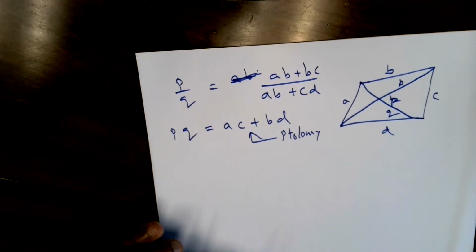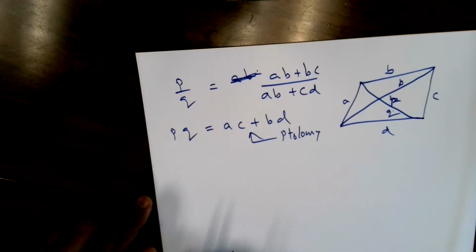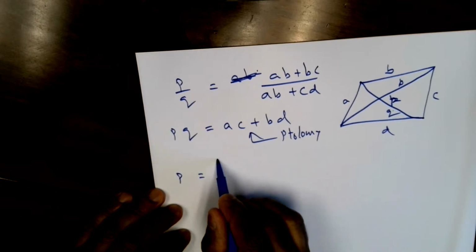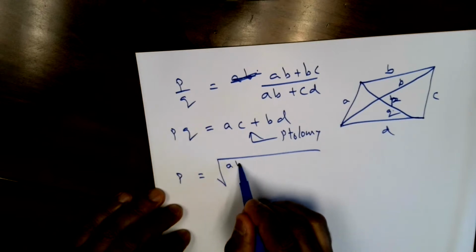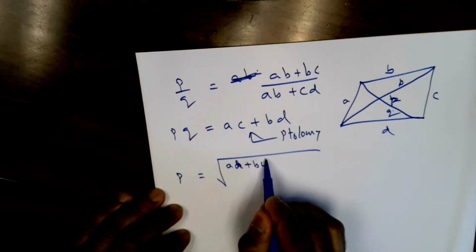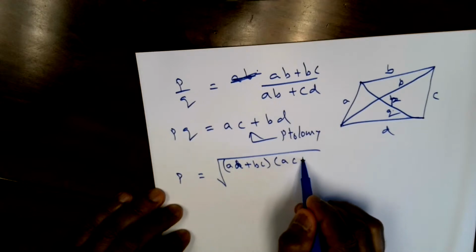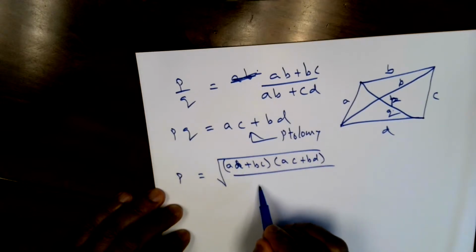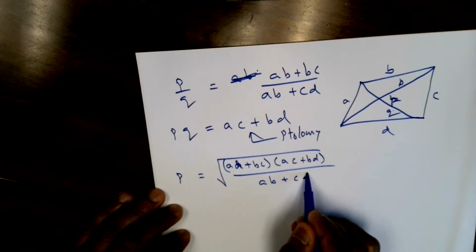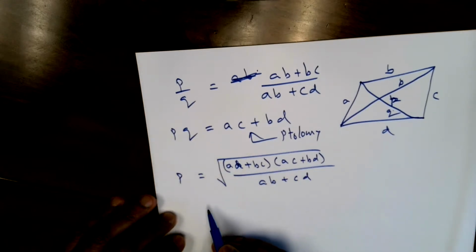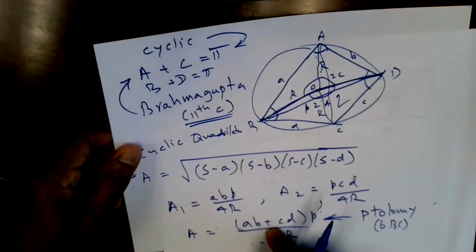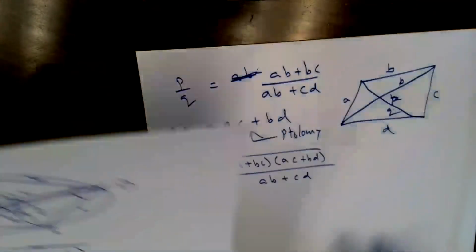And if you use this, then P would turn out to be, using those two relations, AD plus BC multiplied by AC plus BD over AB plus CD. And all we have to do is substitute this into this formula and we are done. And that, I guess, is Parameshvara's result.